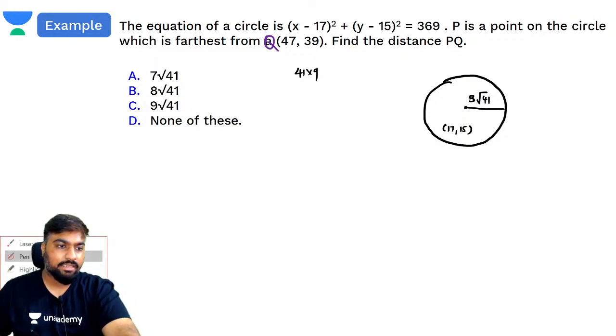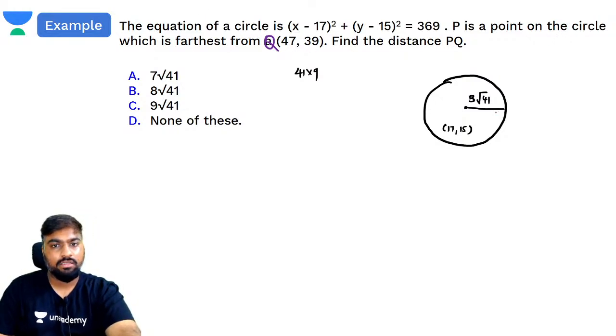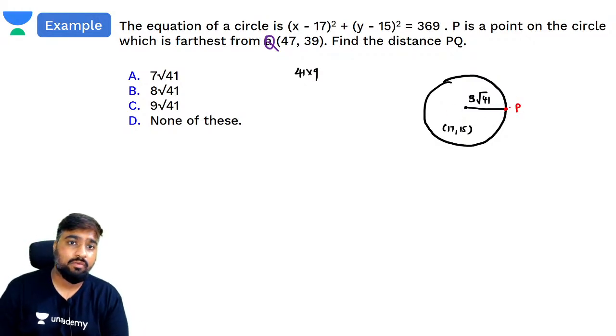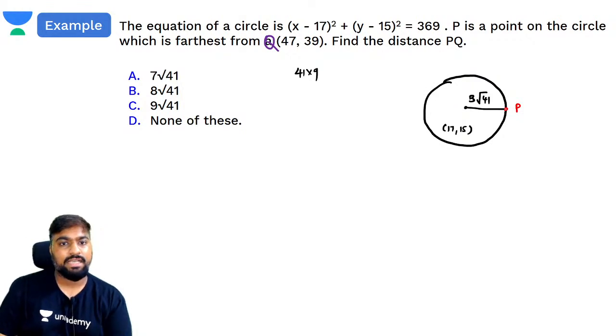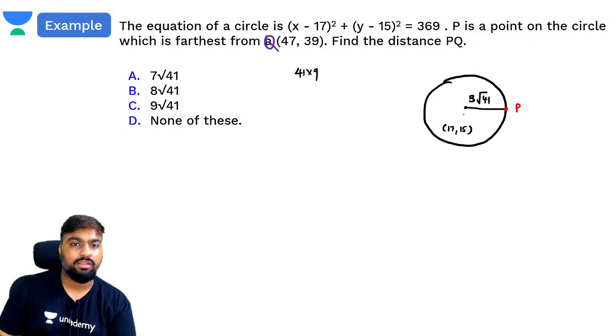Now what are they saying? They're saying that P is a point on the circle which is farthest from Q. So if I say this is P, a point on the circle, they're saying this is farthest from Q. We don't know where Q lies, whether on the line or on the circle, so let's first find out if Q lies on the circle.